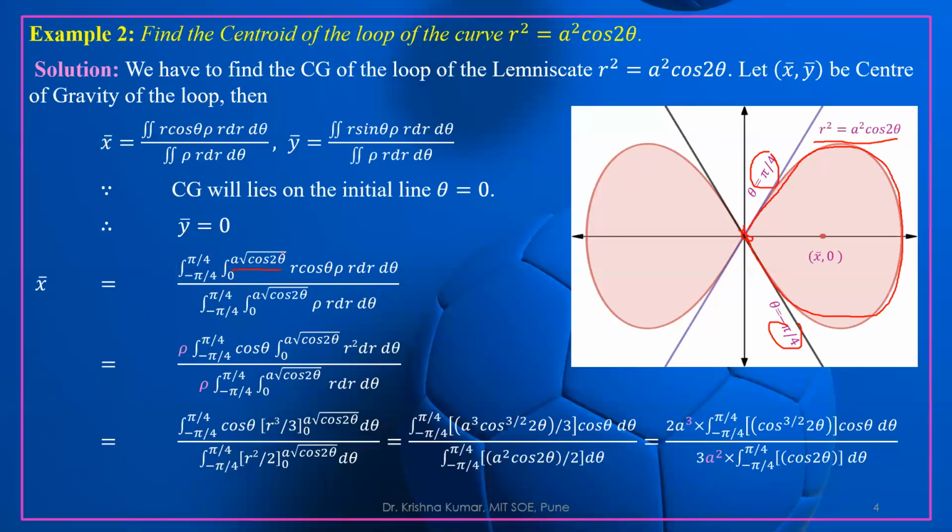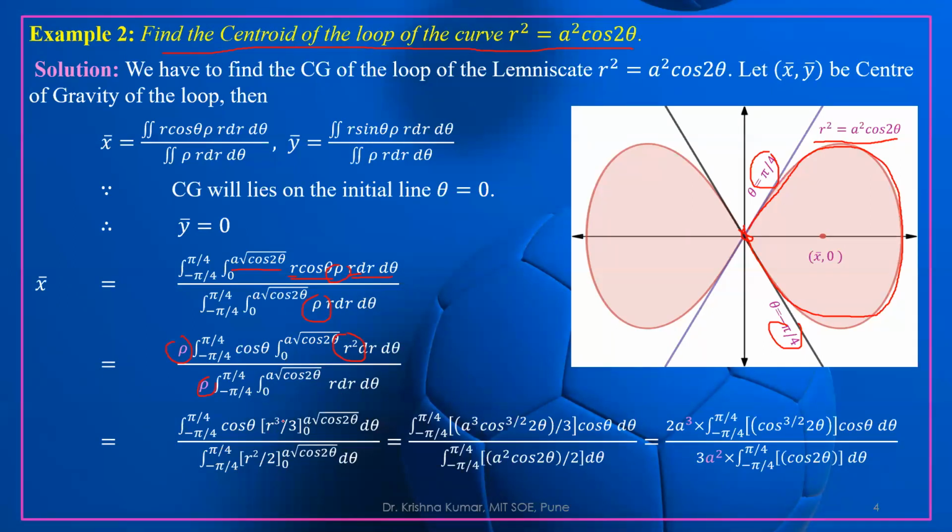And then what is the value of x? It is r cos theta times rho r dr d theta. Again, since there is no statement about the density, we consider that this rho is constant and we can take it outside. So we have taken rho outside and that will be cancelled. Now let us separate it. Cos theta we have taken outside this part, and this r and this r will become r square. So let us integrate it.